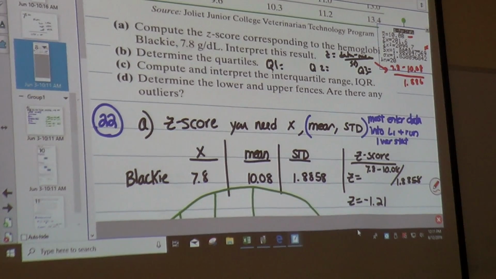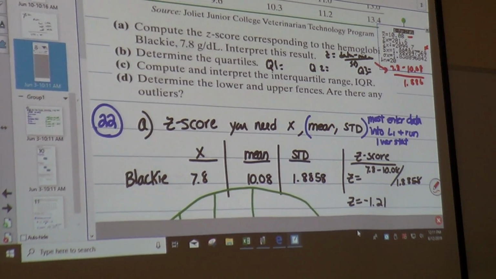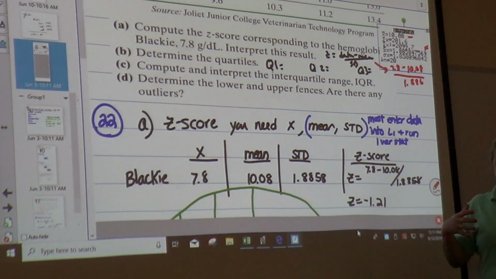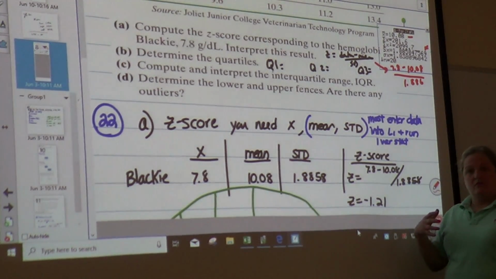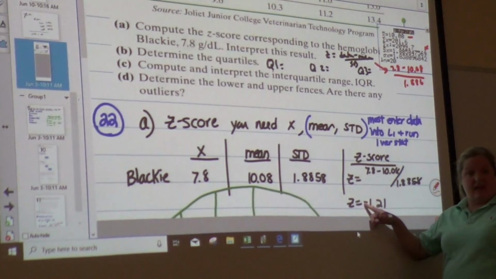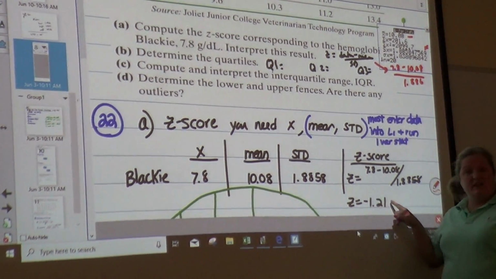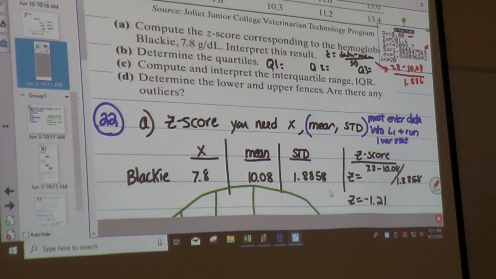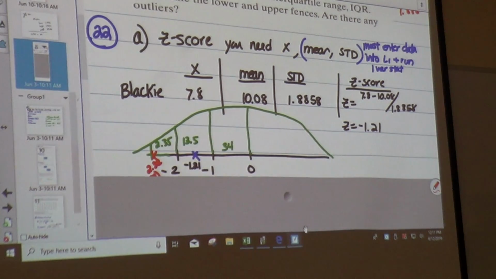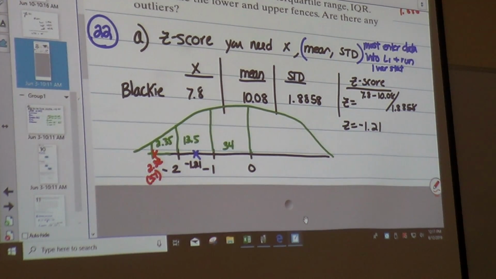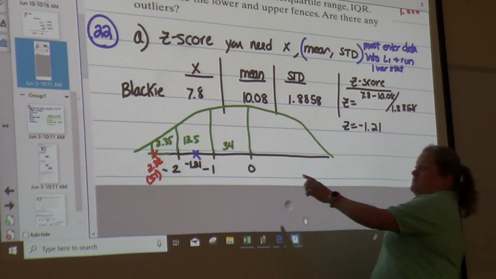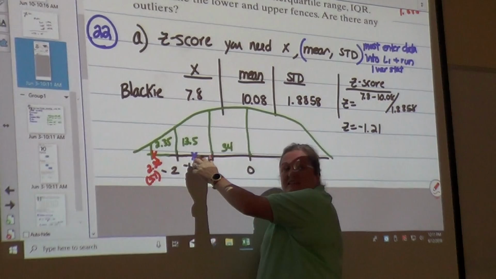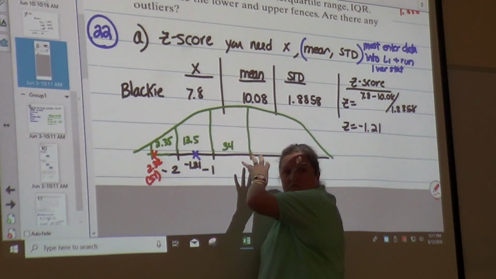Is he better than the cats or worse than the cats? Is he above the cats or below the cats? Well, I don't know if you want more or less hemoglobin, but he's below. He's below the cats. He's 1.2 jumps below the cats. Okay? So, if I draw a little picture, he's a jump and a little bit below the cat. So this is where Blackie's standing compared to everybody else. Got a visual?